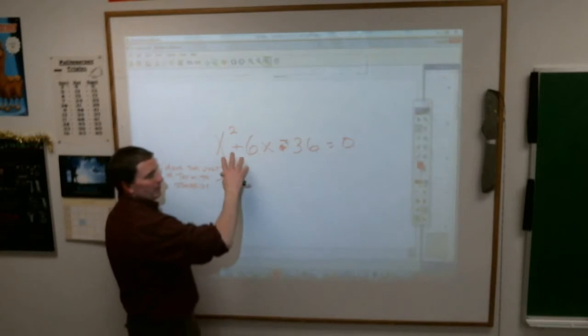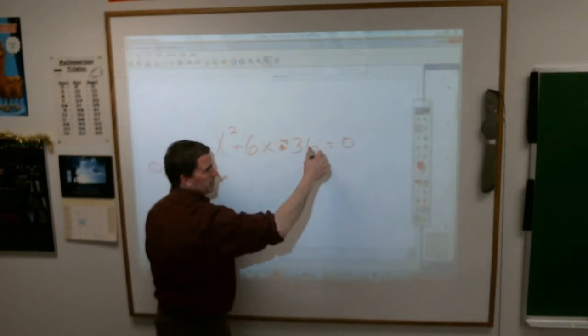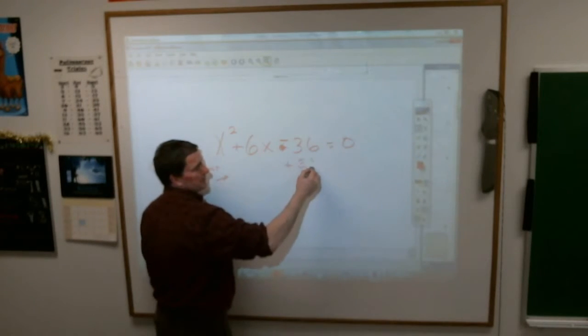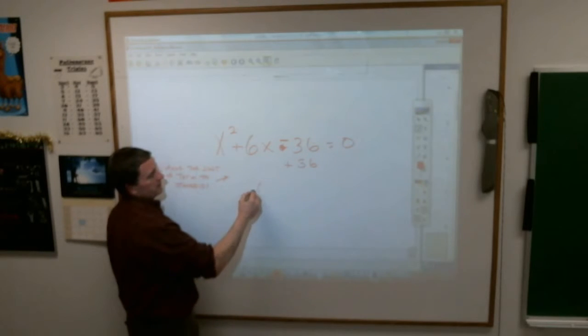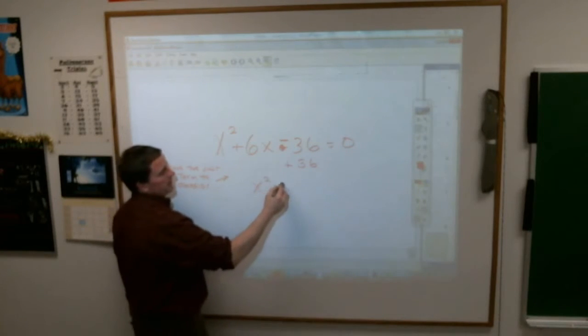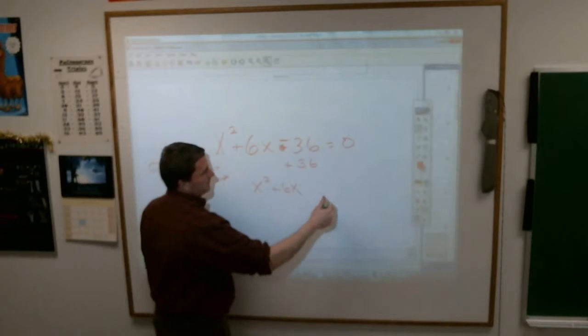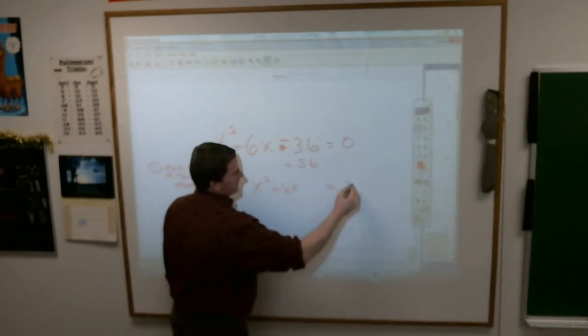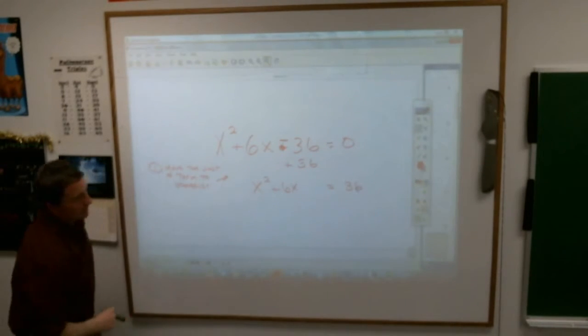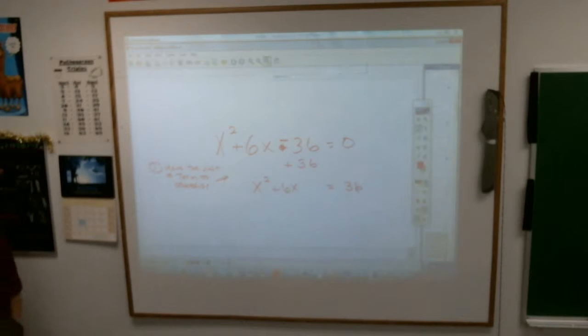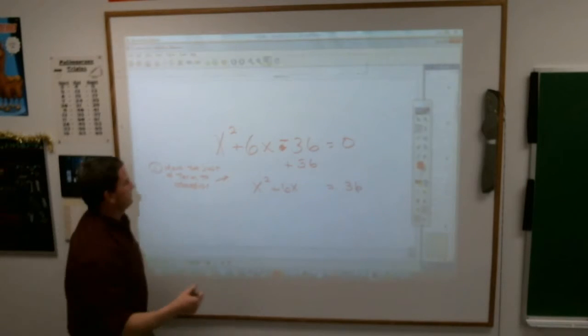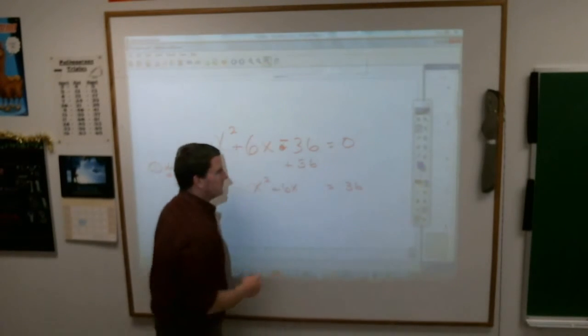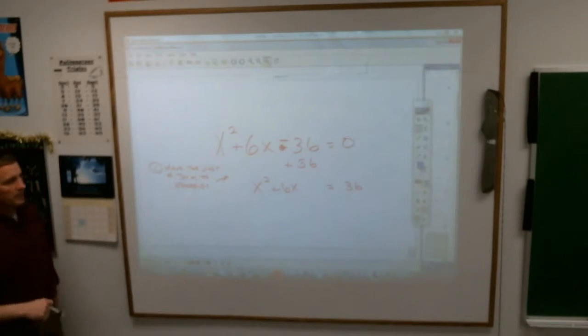So how do I move this from this side to the other side? I just do the opposite. So now my equation ends up looking like this. X squared plus 6x, I have nothing here, equals 36 on that side. Right? All I did was move that 36 over. Zach, you with me? Helps if you're looking at it.